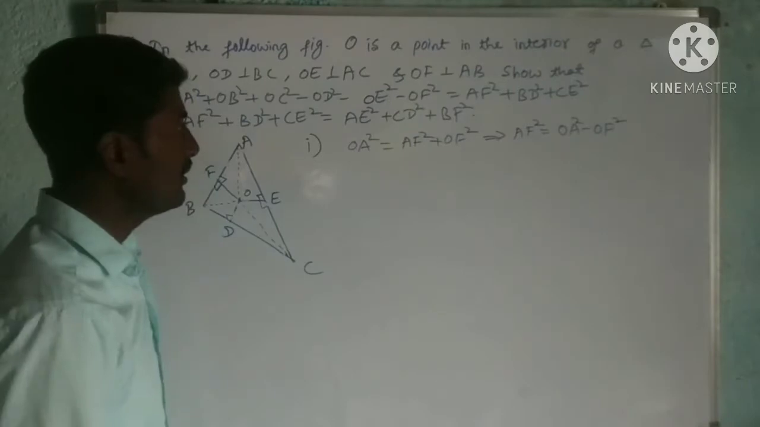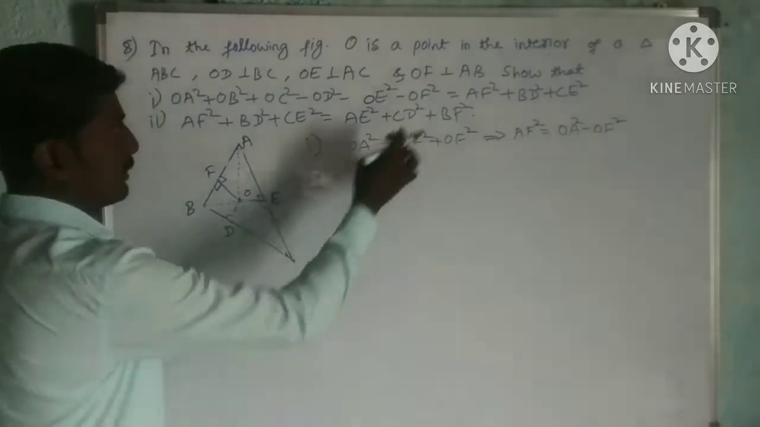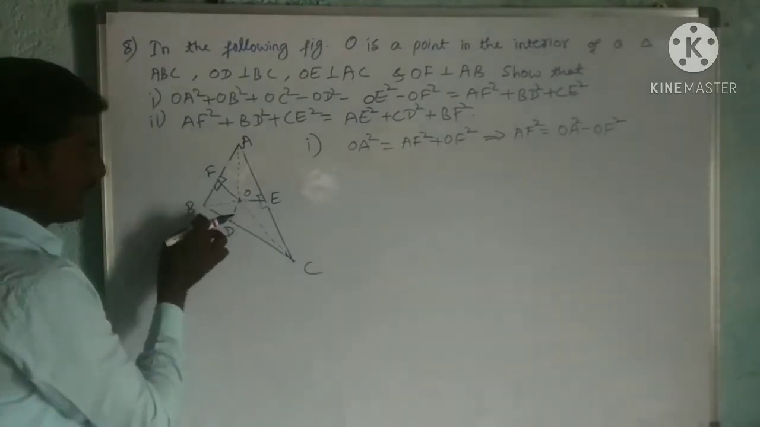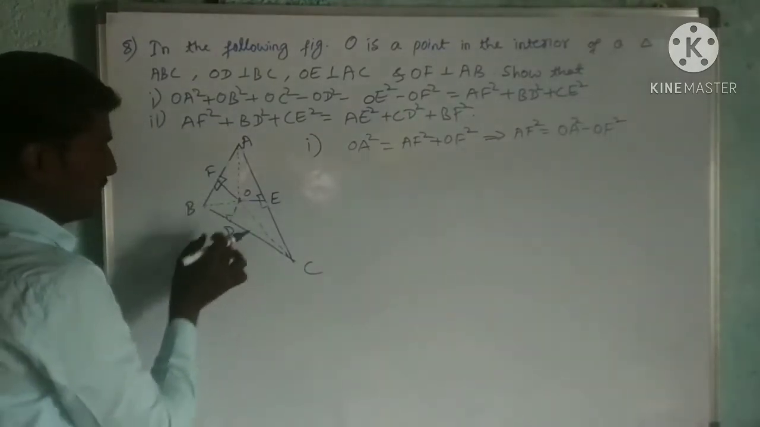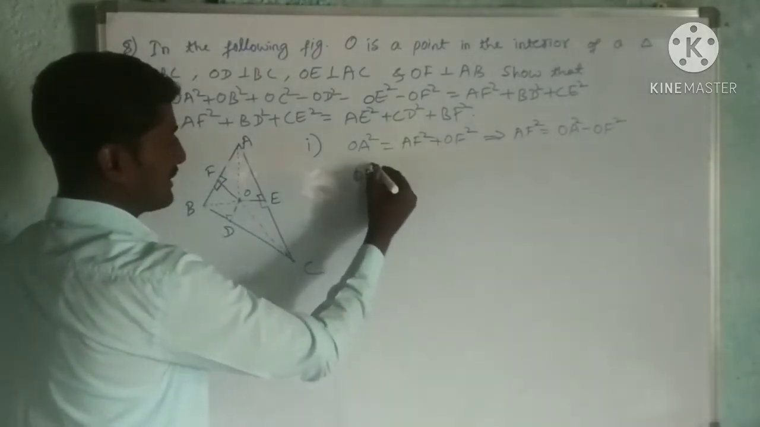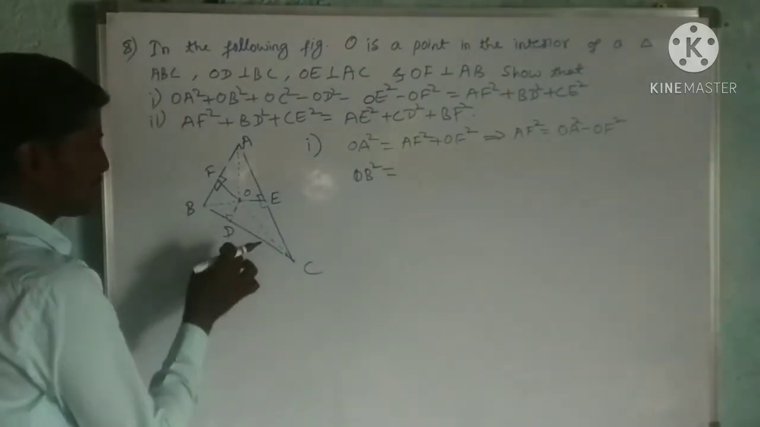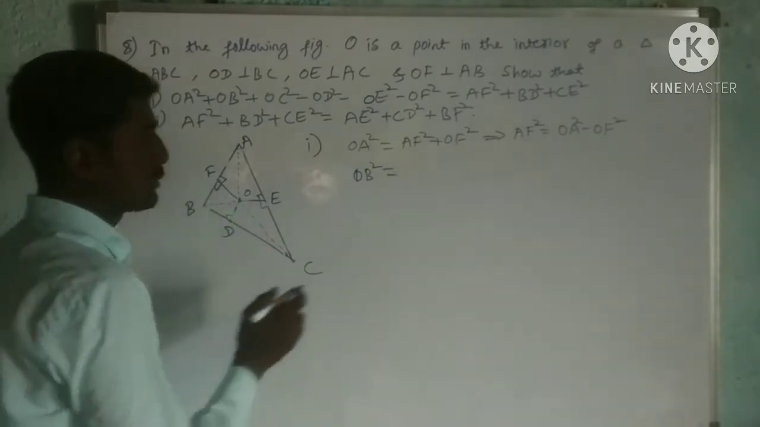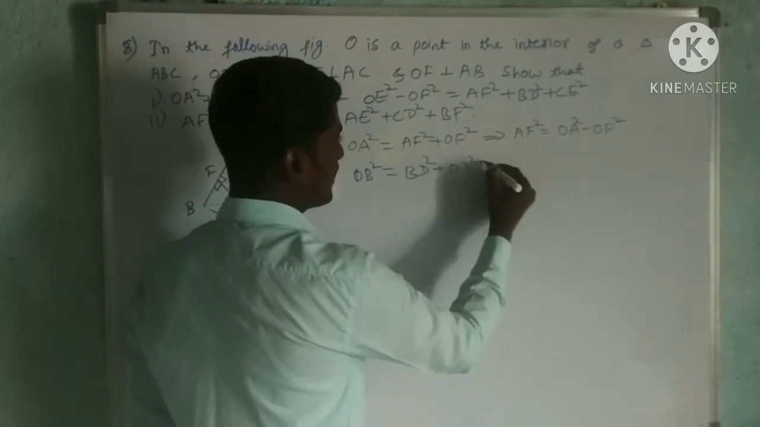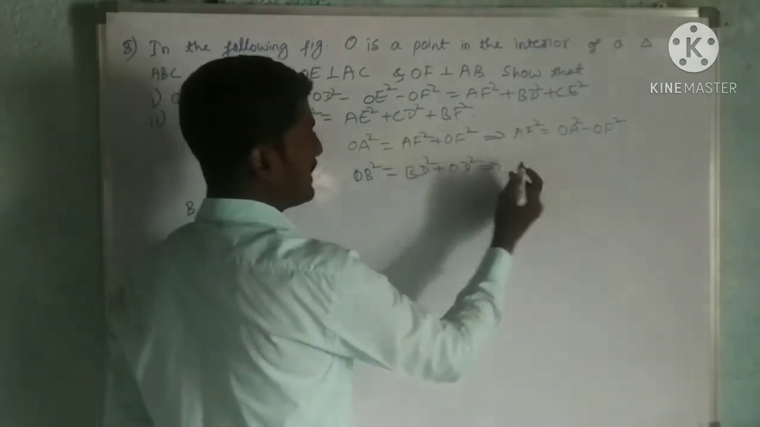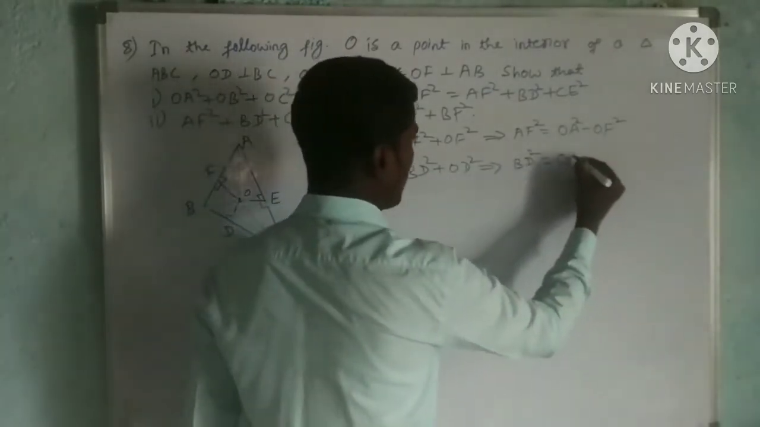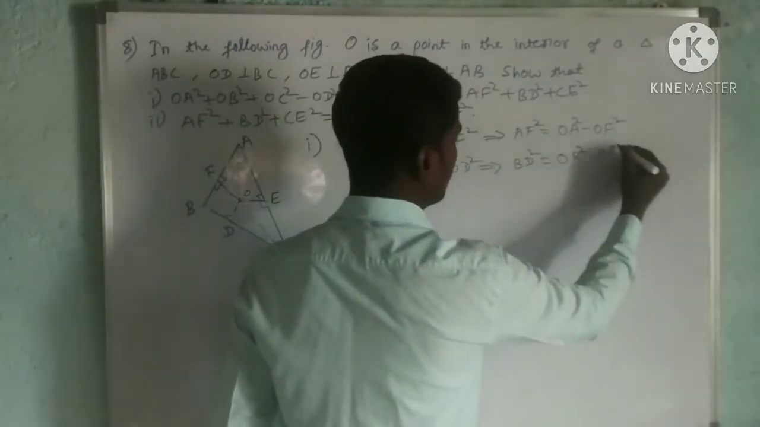Similarly, one more, what I want is BD square. In right angle triangle ODB, the hypotenuse is BO. So OB square is equal to OD square plus BD square. Now I want BD square, so BD square is equal to OB square minus OD square.